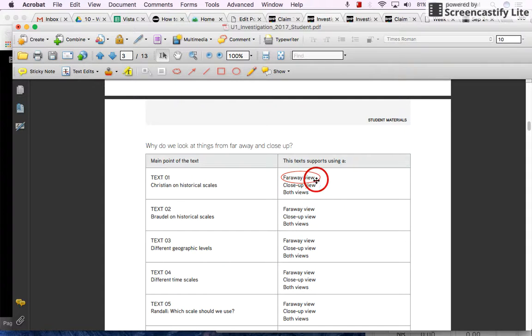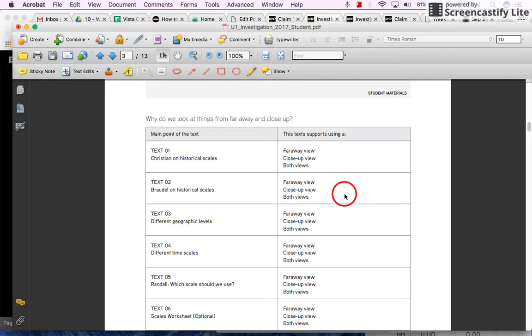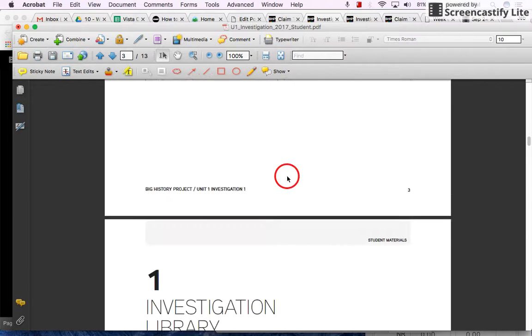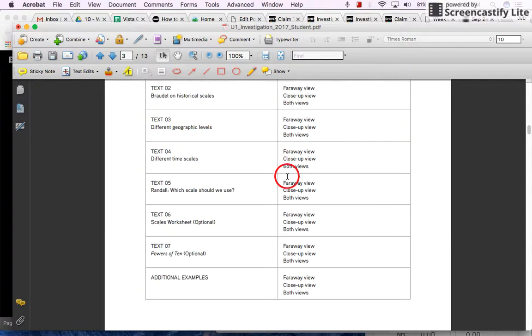I don't know if it is, okay? If it's close up, then obviously you're going to circle that one. If it's both of them, you're going to circle that one. So that goes for all of these. So this is almost like a little bit of a cover sheet. As you read through each text, you need to come back to this and figure out which kind of text or which kind of scale it's suggesting.